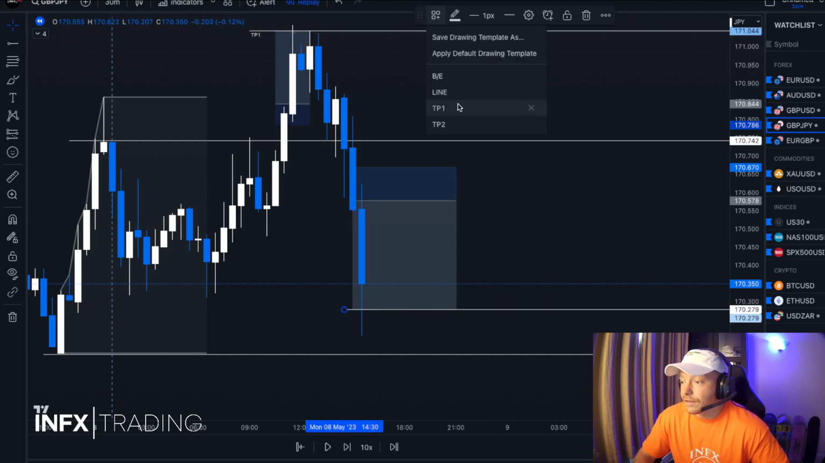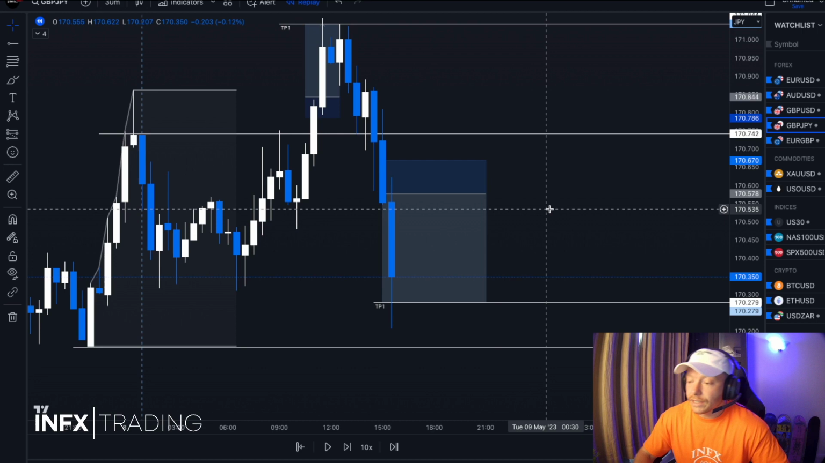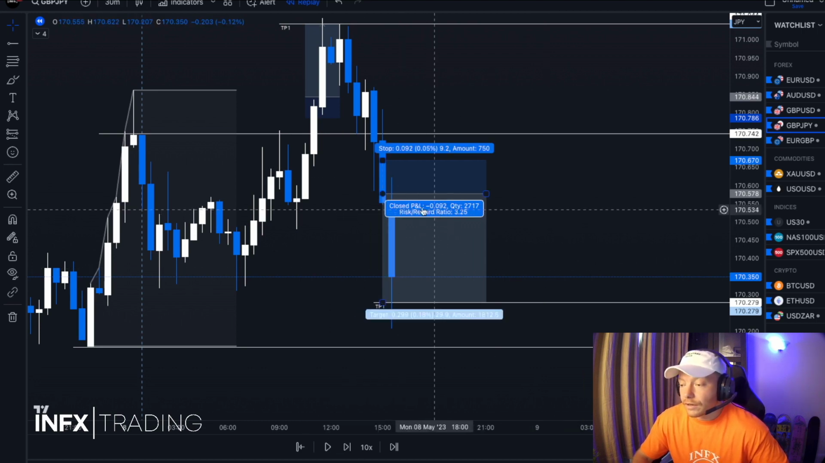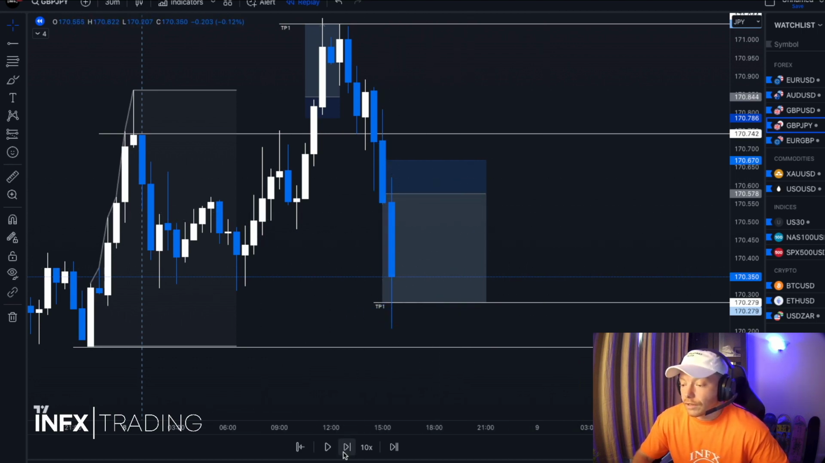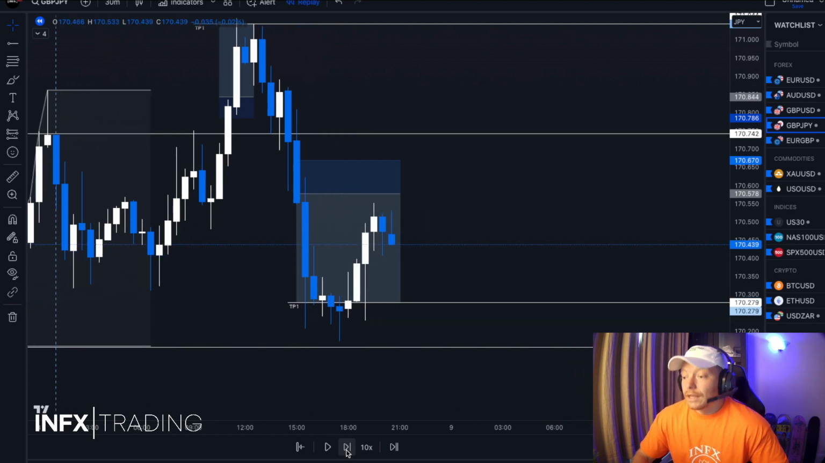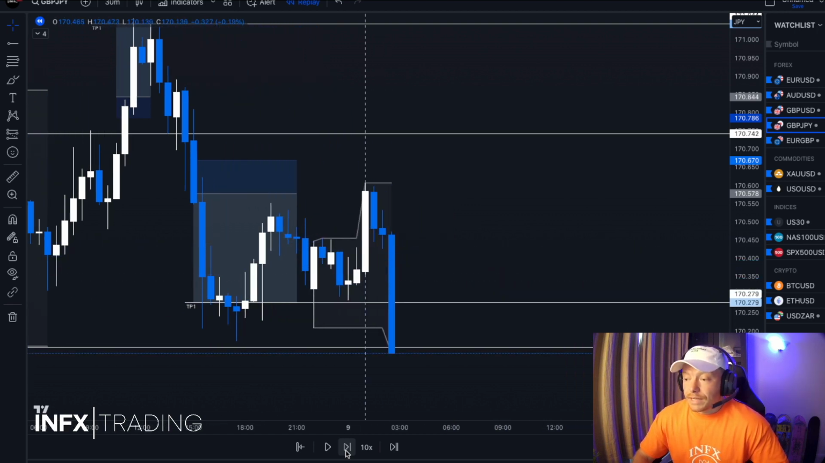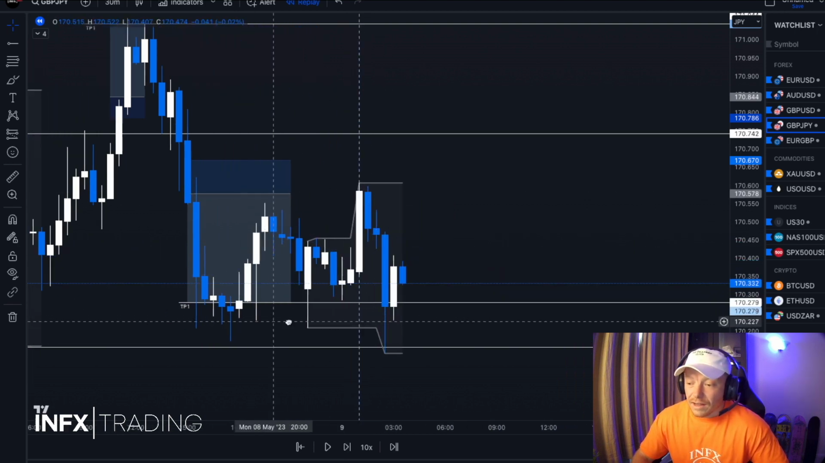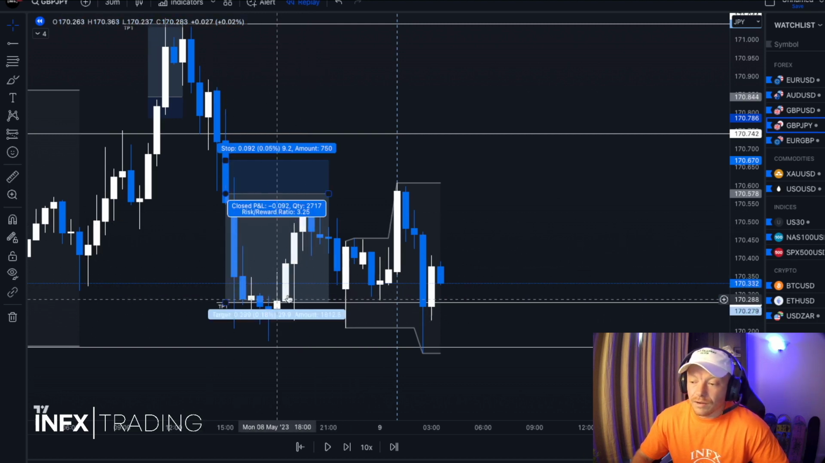Could have taken 80% of the profit, or you can close it out completely here. Just make it as one trade. You know, you can take TPs wherever you like, really, but this is my strategy. Break even hasn't been hit yet. Break even got hit.